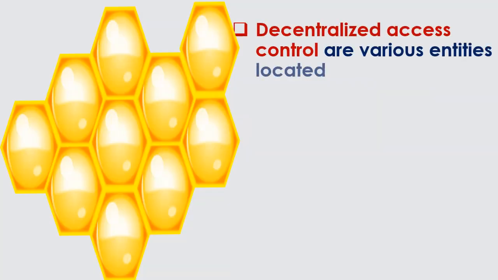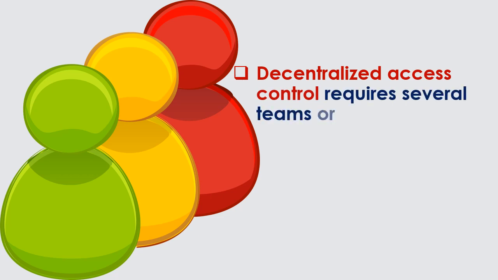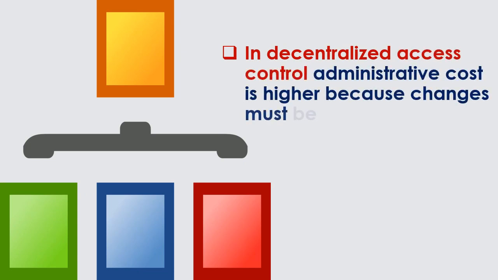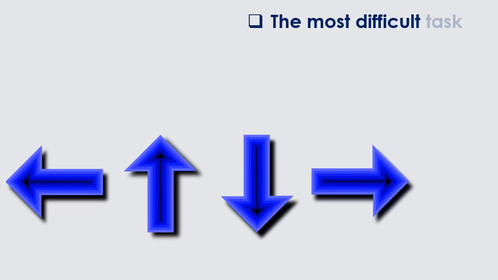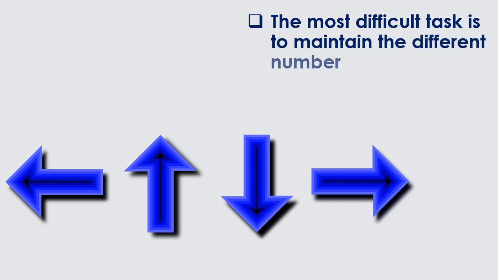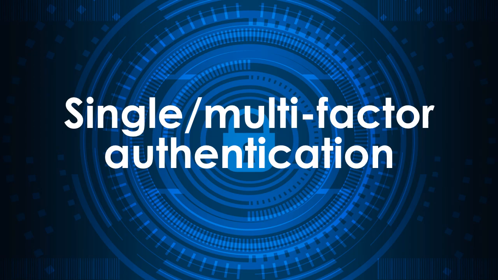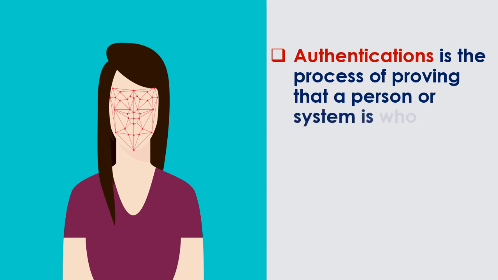Decentralized access control: various entities located throughout a system perform authorization verification. Decentralized access control requires several teams or multiple entities. In decentralized access control, administrative cost is higher because changes must be implemented across several locations. The most difficult task is to maintain the different access control points. Multi-factor authentication. Authentication is the process of proving that a person or system is who they claim to be.